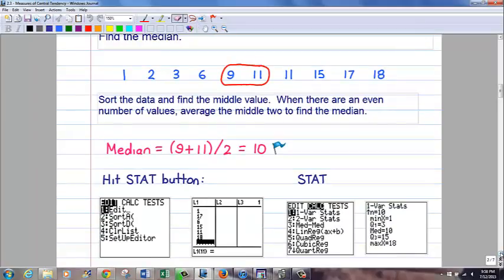Now, I'll show you how to do this on the calculator real quick if you have a TI type calculator. I'll just mention real quick, I did this problem right up here. When you put them in the calculator, by the way, they don't have to be sorted. You can put them in whatever order and the calculator will sort it.